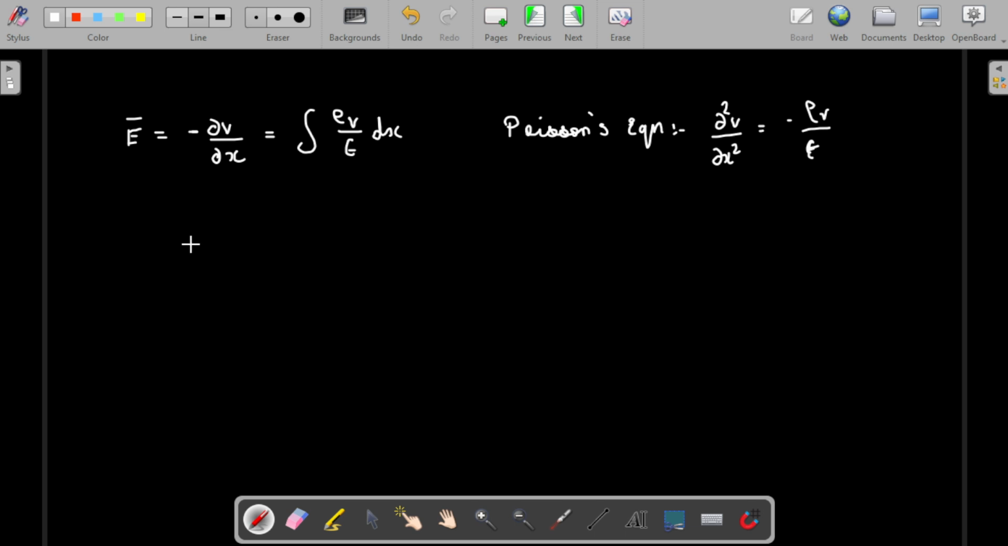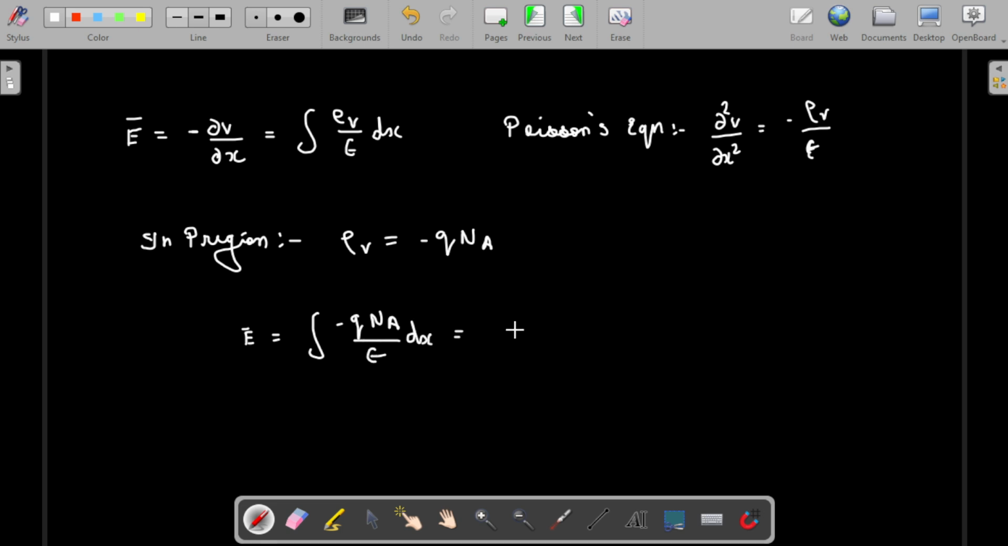So we know that in the P region, ρ will be equal to minus q N_A. If we substitute that in the electric field equation, then we will get q N_A divided by epsilon dx. If we integrate it, everything is constant, so only x will get added into the equation. So q N_A divided by epsilon x plus c1. This is the first equation that we are getting. Here we need to find the constant c1.